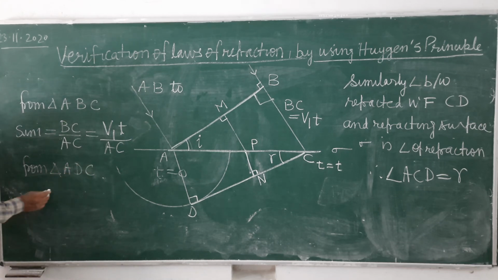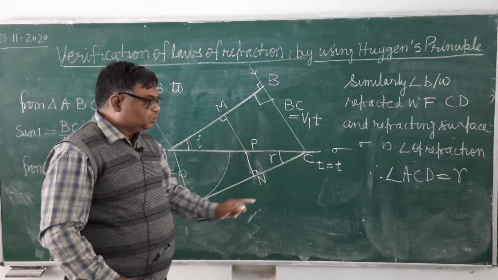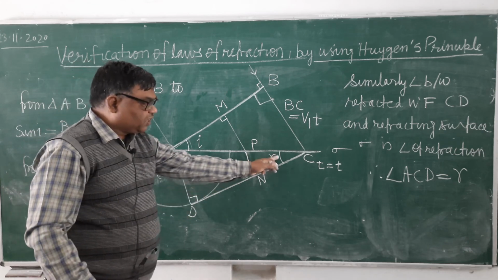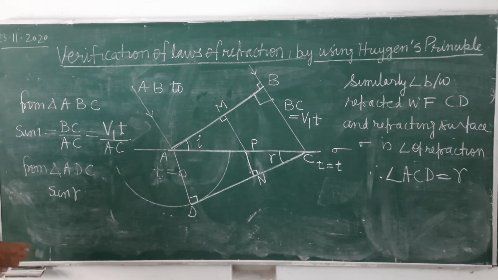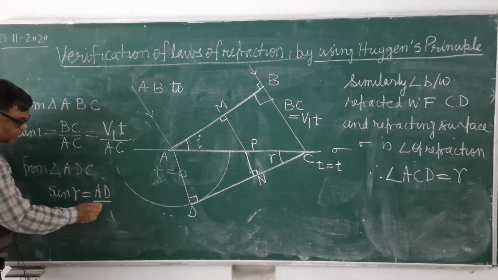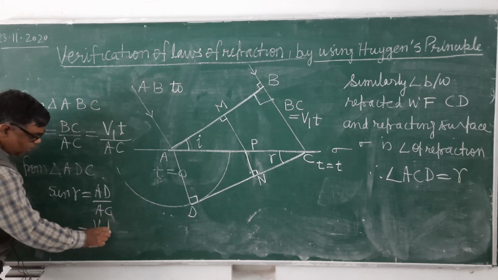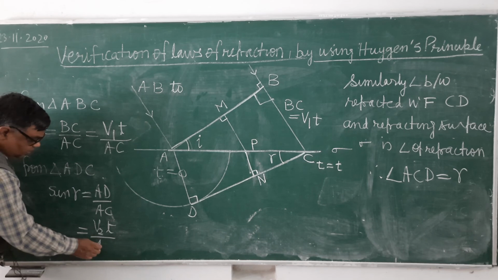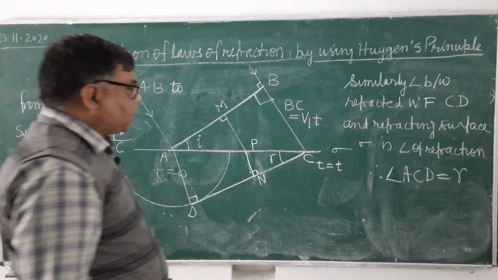Similarly, in triangle ADC, what is sin R? This is 90 degrees, therefore AC will be the hypotenuse. AD is perpendicular with respect to R. Sin R is AD upon AC. And what is AD here? It is equal to V2T upon AC.